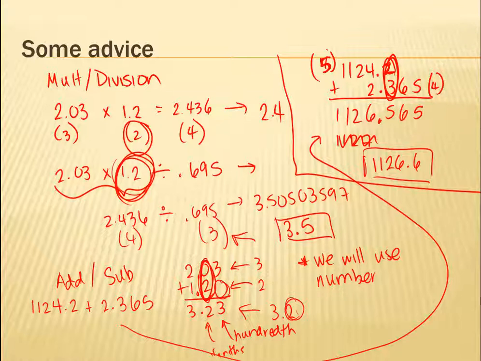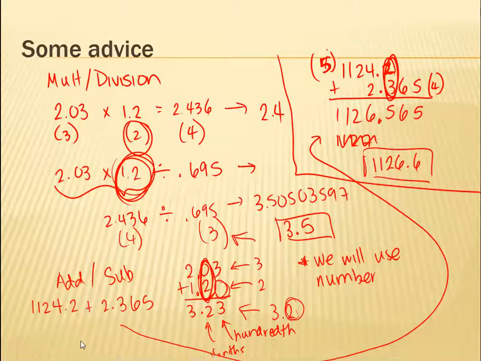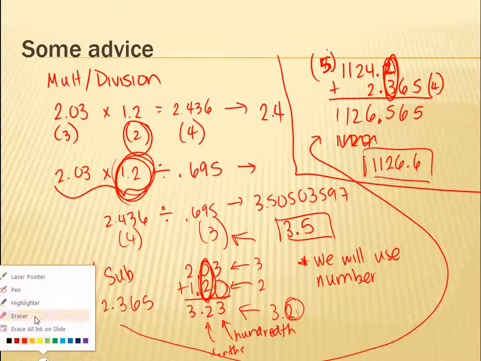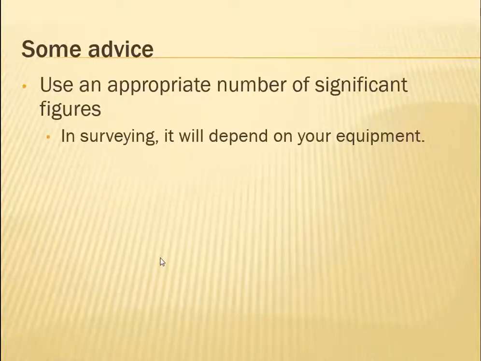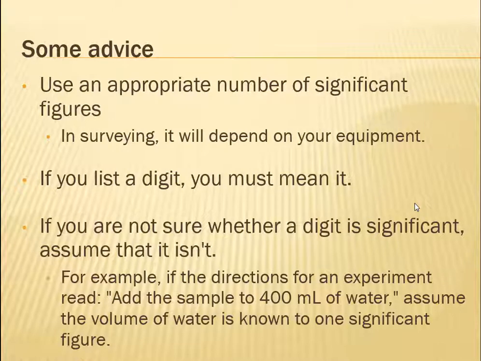Okay, so let me erase something. So now, some advice: use an appropriate number of significant figures. In surveying, it will depend on your equipment. So some equipment, better equipment, can measure up to more precision, like a GPS unit, rather than, say, your steel tape. If you list a digit, you must mean it. And if you're not sure where the digit is significant, assume that it isn't. For example, if the direction of an experiment reads, add the sample to 400 milliliters of water, assume the volume of water is known to 1 sig fig.